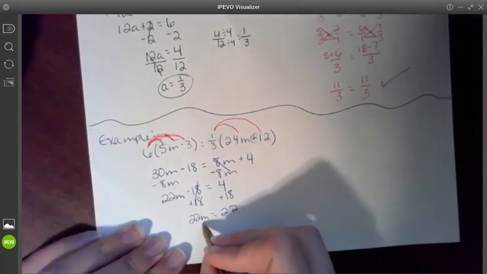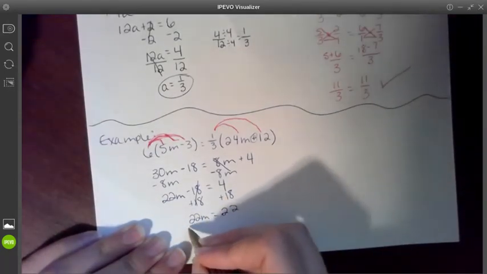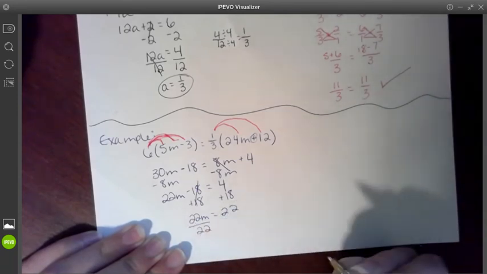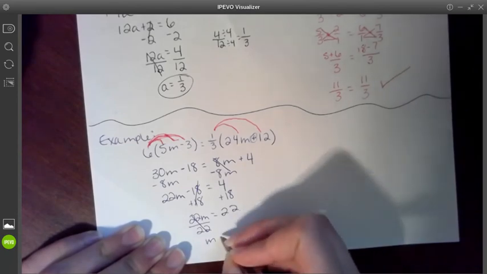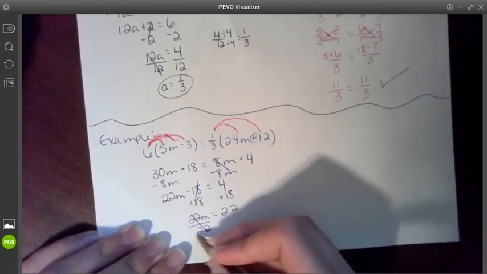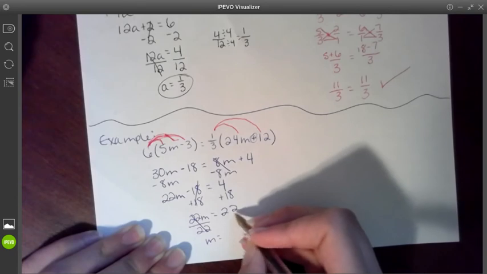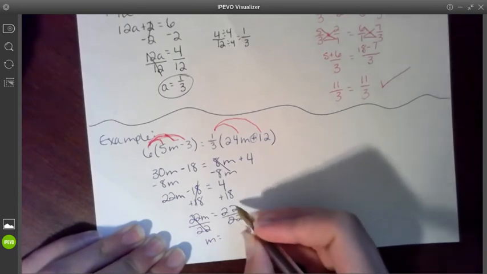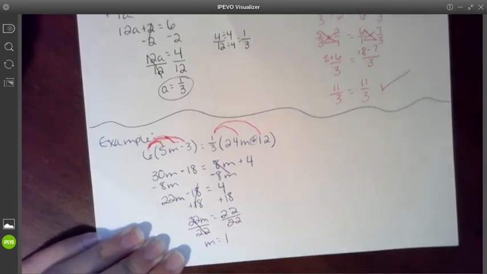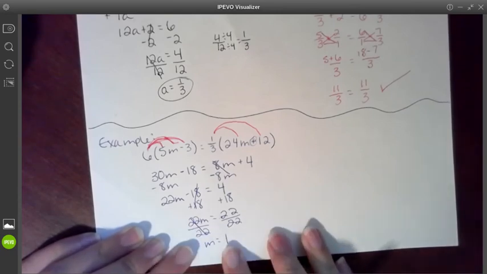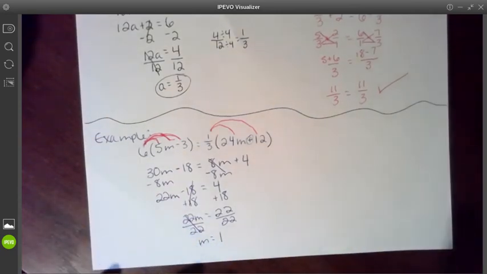We need to get m by itself. So we have 22 times m, so let's divide by 22 to cancel those. So we're left with m over here, but we did dividing by 22 over here. Got to do it on the other side as well. Keep that balance. 22 over 22, what's 1? m is 1.